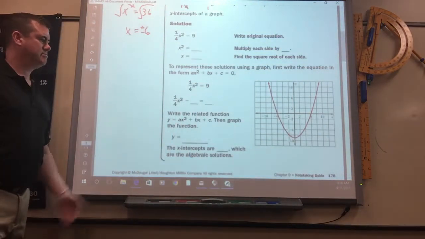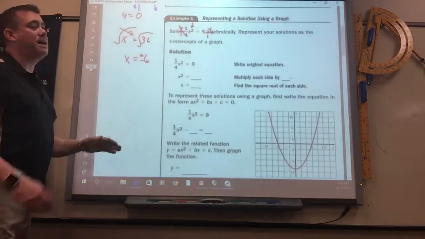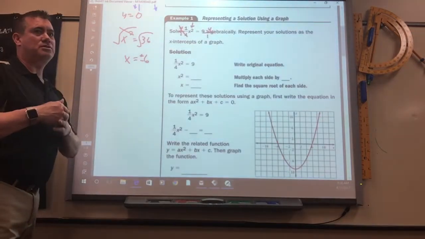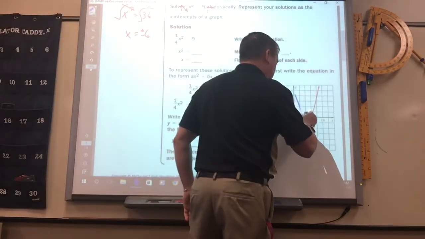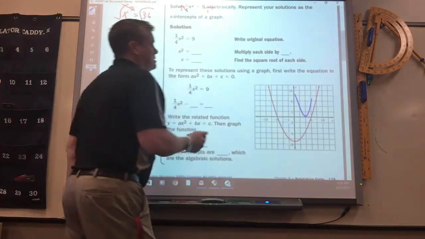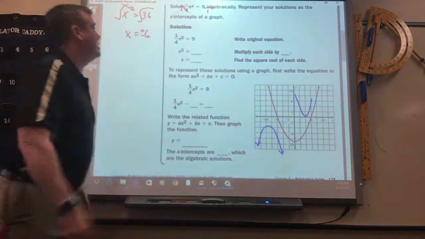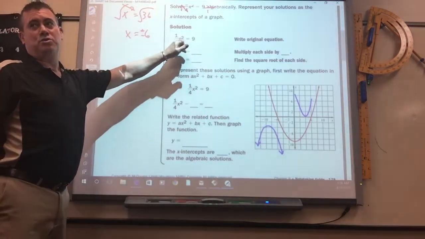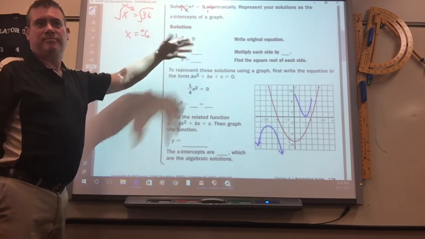Yep. So that's why you'll always have either 2 solutions. One solution would just mean it just touches at one spot. Or if you ever have one that doesn't intersect, that's a no solution. So what's going to happen for a no solution is when you solve it, you'll get an error on your calculator. Okay?